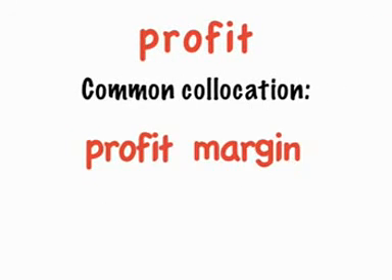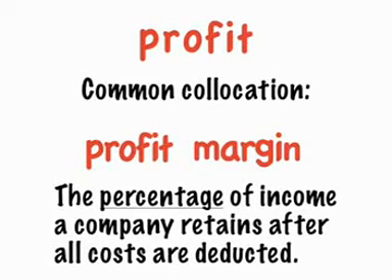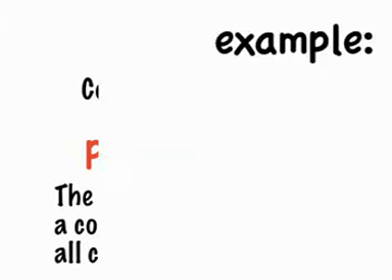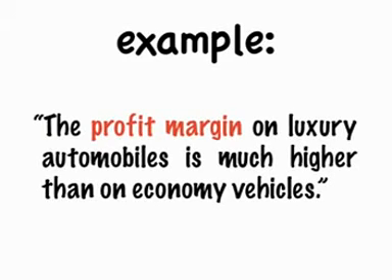Profit margin. A profit margin is the percentage of gross income a company retains after all costs are deducted. If the cost of producing a product is almost as high as the selling price, the profit margin will be very low. The profit margin on luxury automobiles is much higher than on economy vehicles.